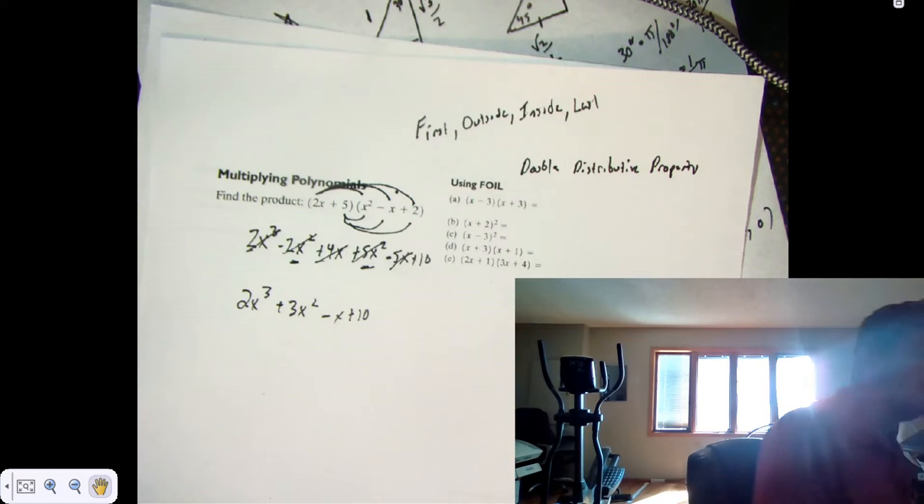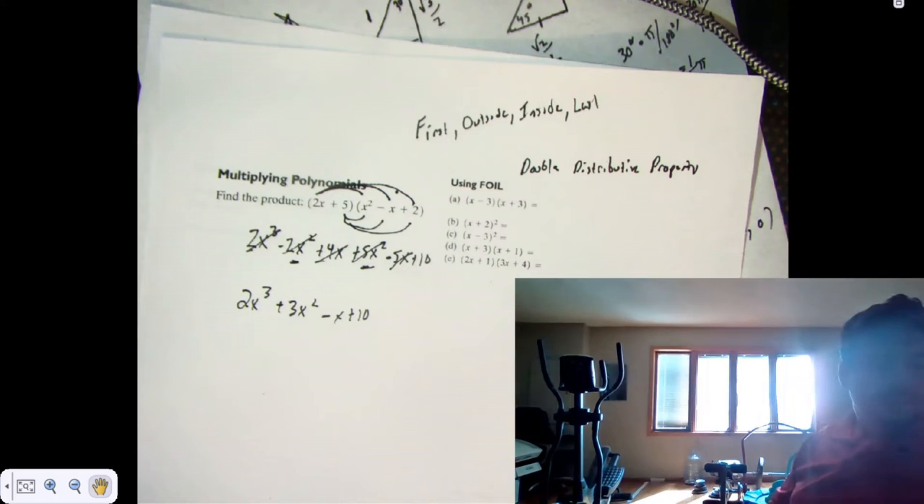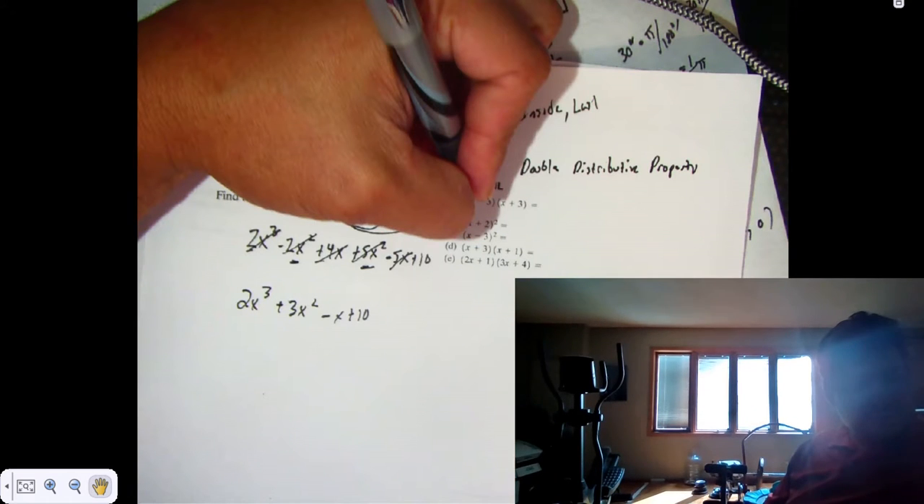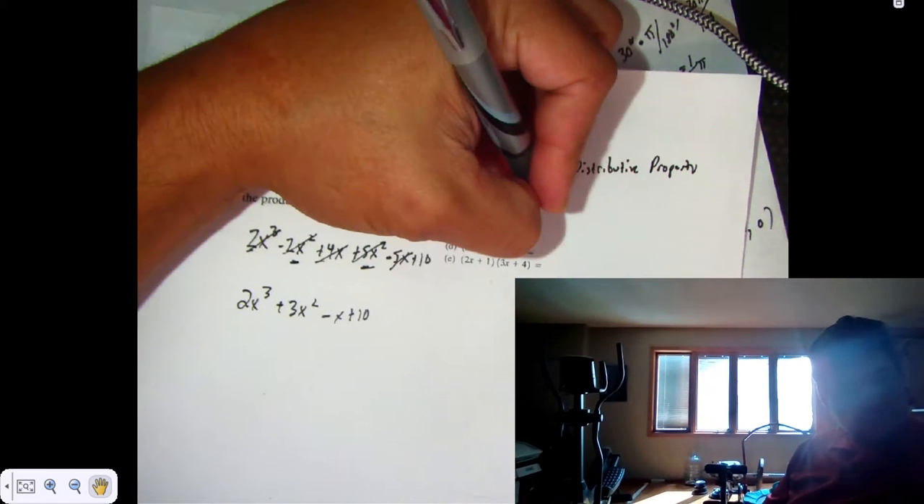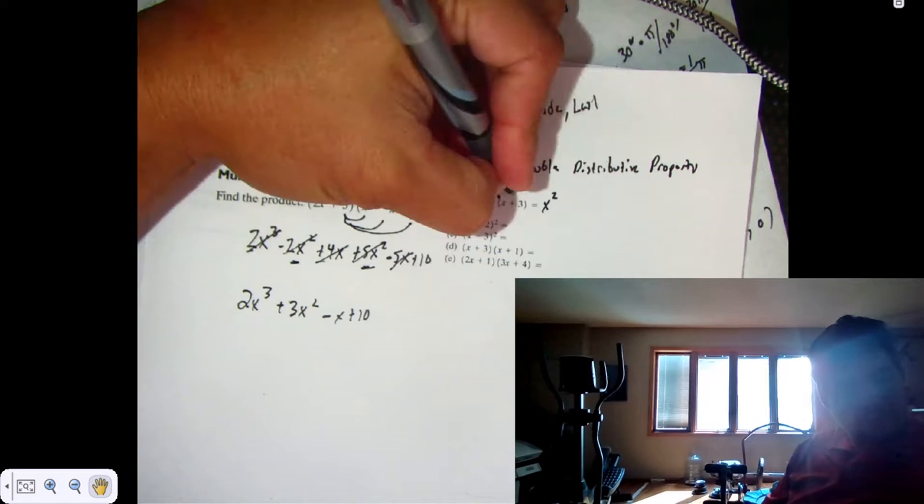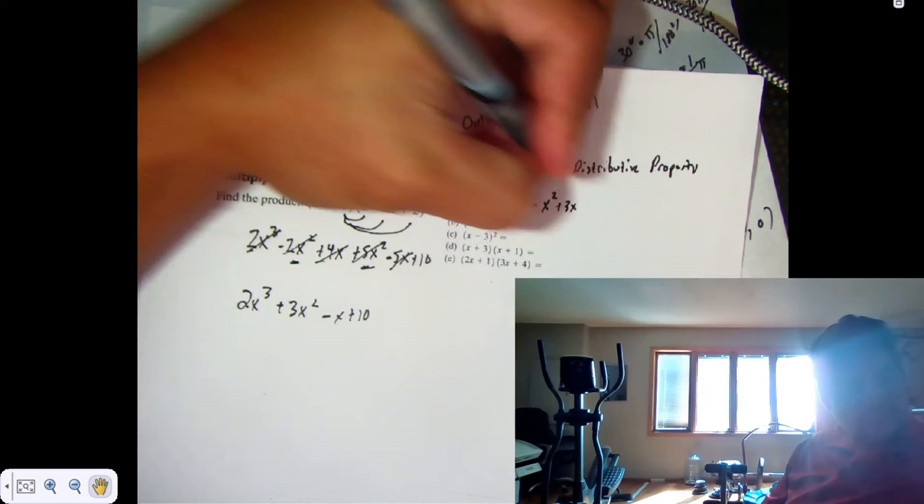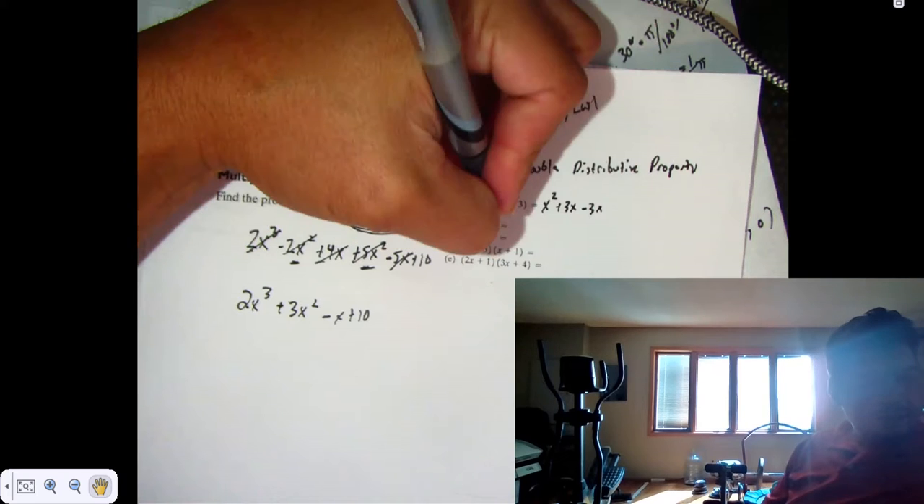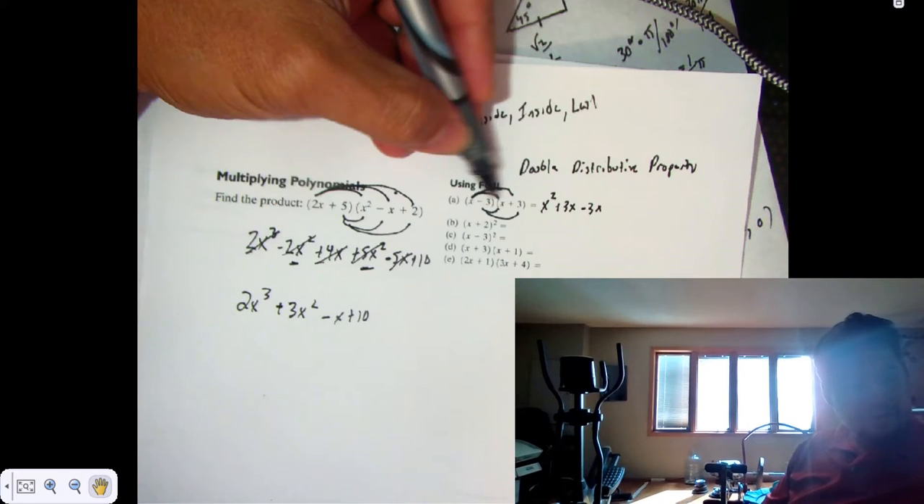And I'm back. We have a nice easy example here. And again, I was always taught just to draw the arrows. X times x is x squared plus 3x minus 3x. And then we have a negative 3 times positive 3, so minus 9. And we know how that cleans up. That's x squared minus 9.